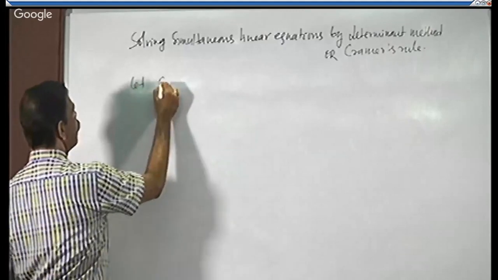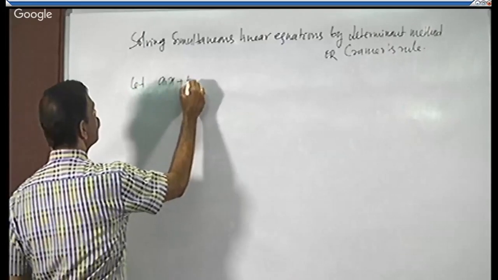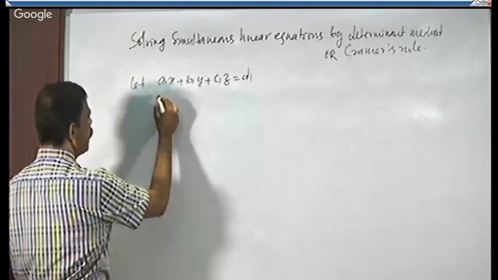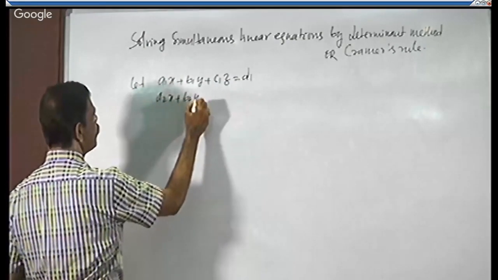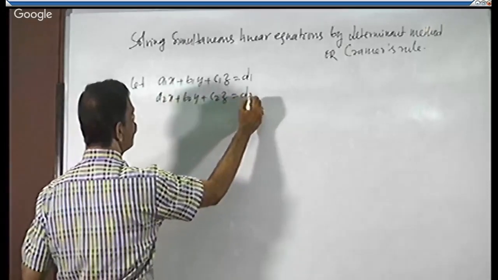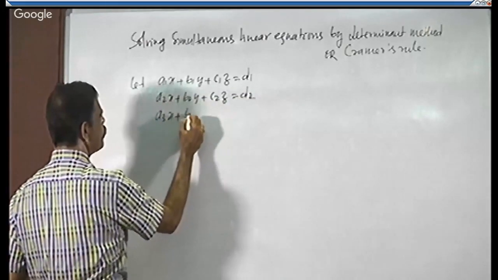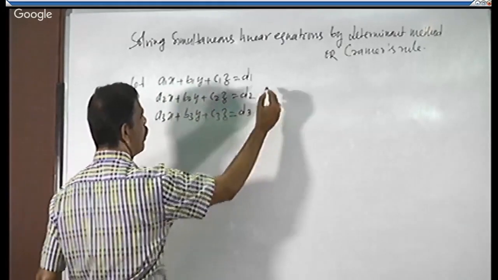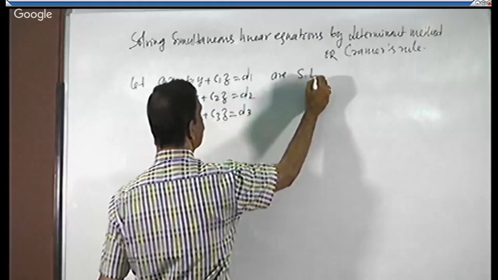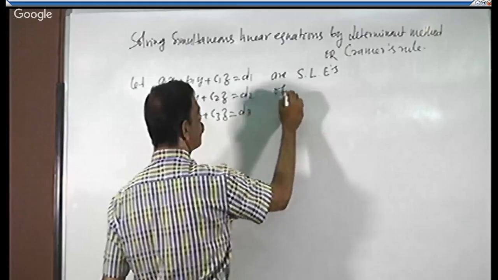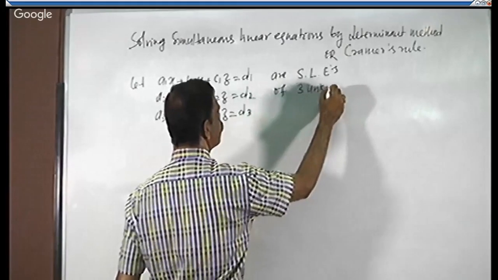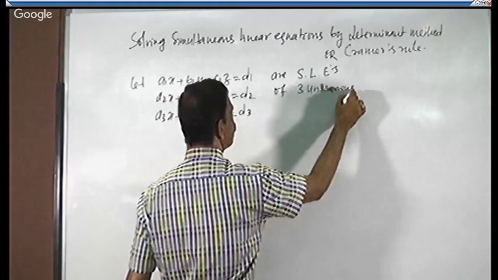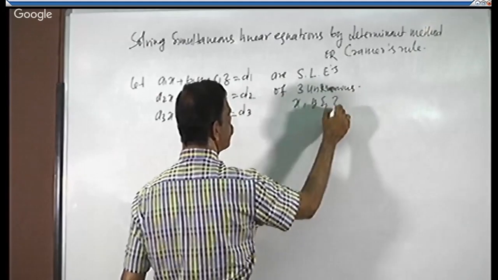Let a1x plus b1y plus c1z is equal to d1. a2x plus b2y plus c2z is equal to d2. a3x plus b3y plus c3z is equal to d3, or simultaneous linear equations of 3 unknowns. Which are unknowns here? X, Y, and Z.